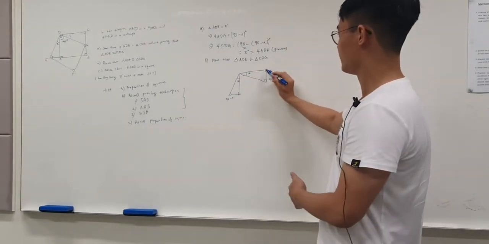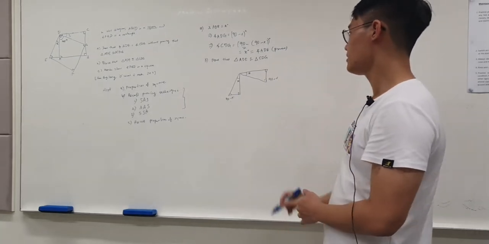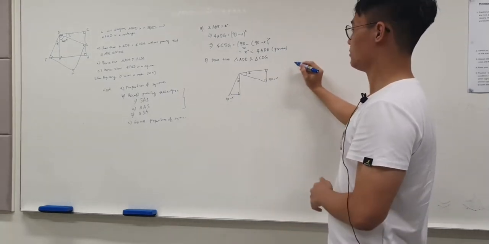We have all the angles. We have this, we have this, we have this. This is 90 minus x, and this is 90 minus x. Okay, so let's write all of these angles down first.